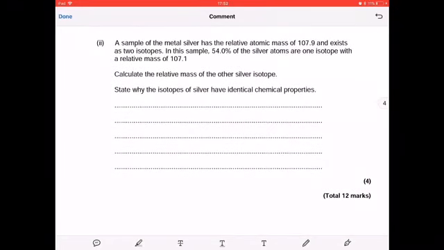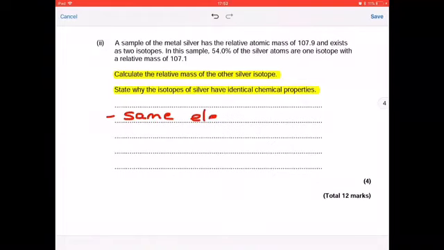Part 2 is exactly the same as the previous question, where you had to calculate the relative atomic mass, but this time it gives you the relative atomic mass and you have to work backwards in order to find the mass of a specific silver atom. In addition to that, it also states that you have to state why the isotopes of silver have identical chemical properties, something again that came up in the last KAG and needed to be recovered. So just to begin with, the reason that they have same or similar identical chemical properties is because they have the same electron configuration. That gets you that mark, and then that's out of the way.